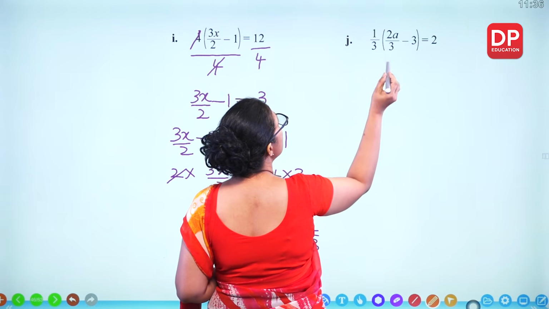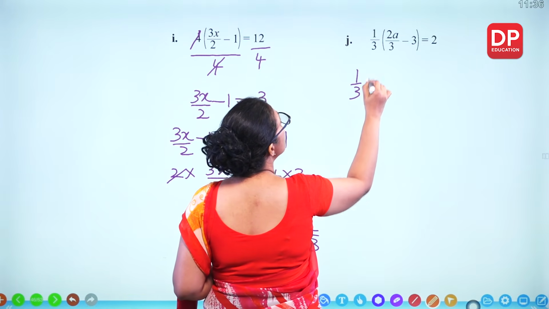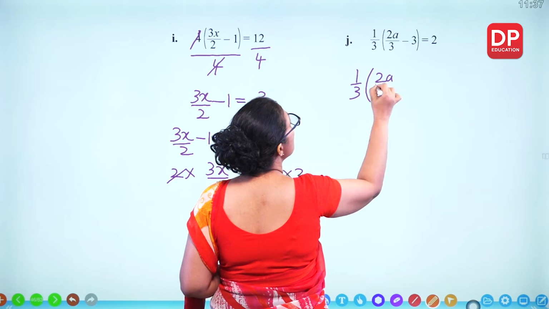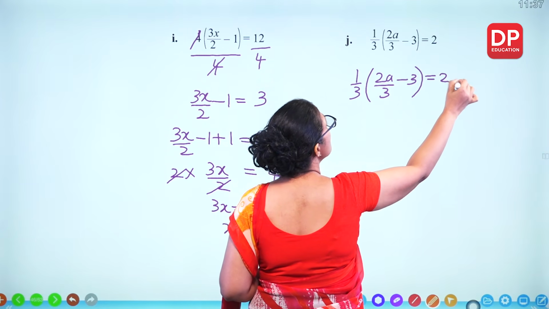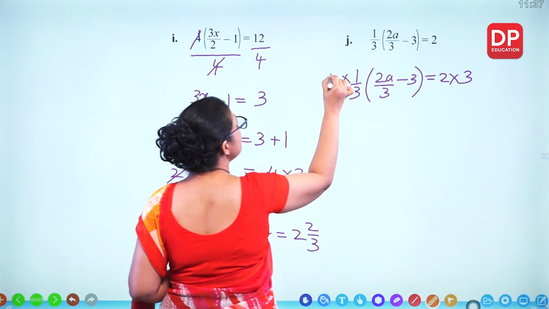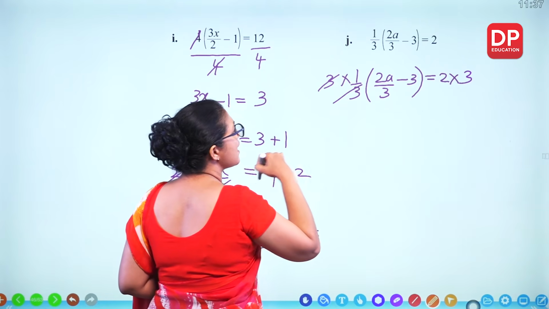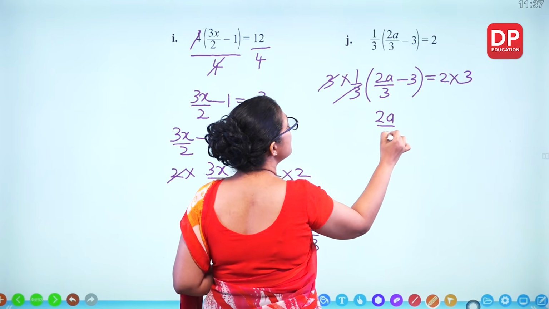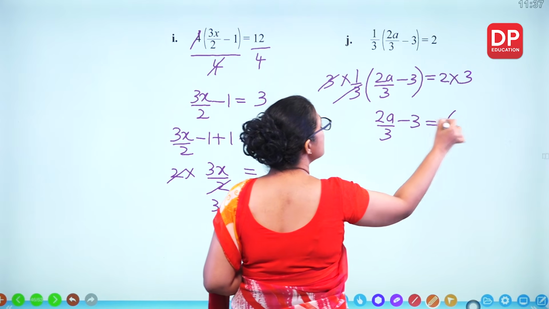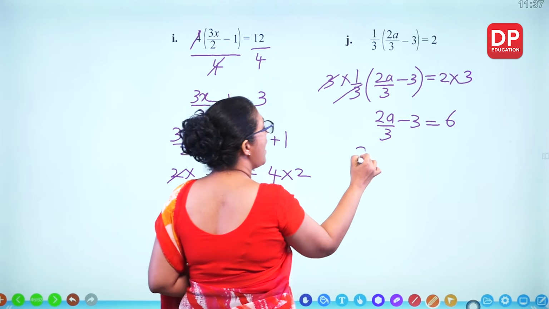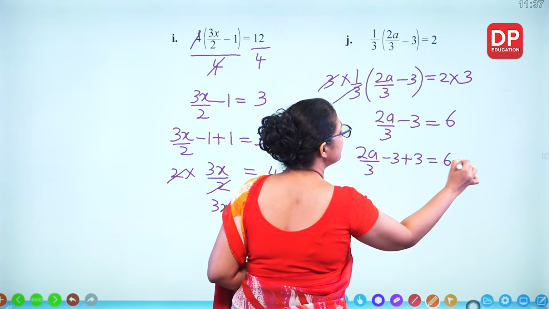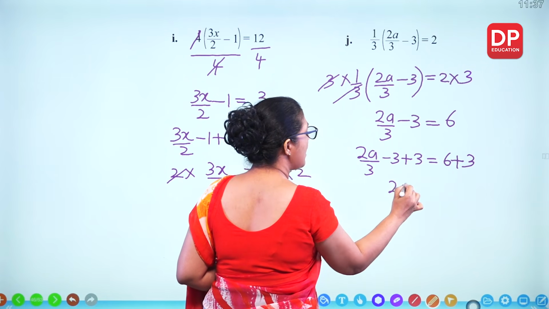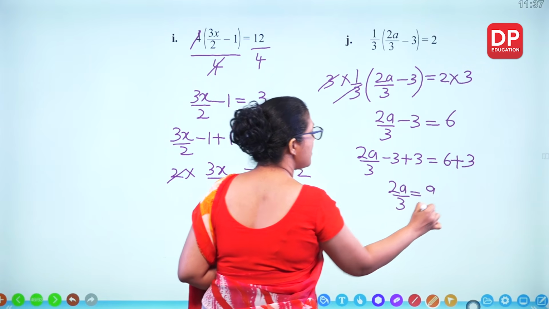This one, 1/3 is there. So multiply both sides by 3 to get rid of this 3. Then this 3 gets cancelled out. You get 2a over 3 minus 3 equals 6. Now add 3 to both sides. You get 2a over 3 becomes 9.